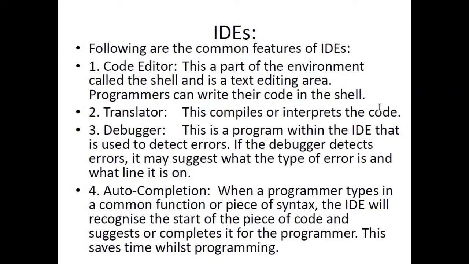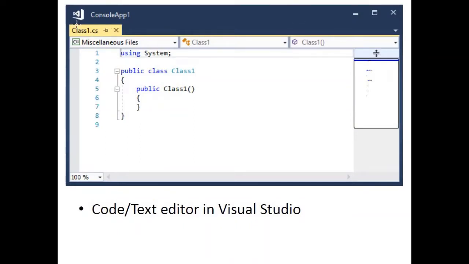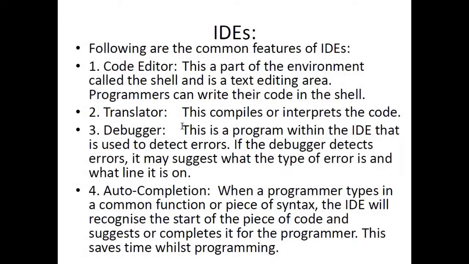Translator. This compiles or interprets the code when you run it. There's a button over here to run the code, in the file menu or on one of the ribbons, and when you click on it, either a compiler or an interpreter runs.